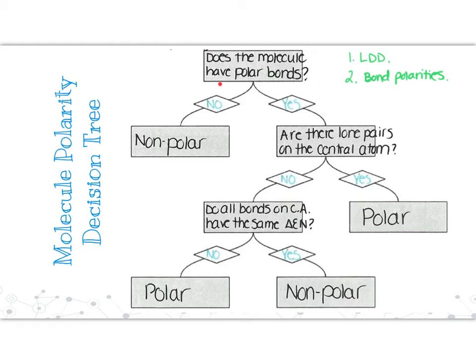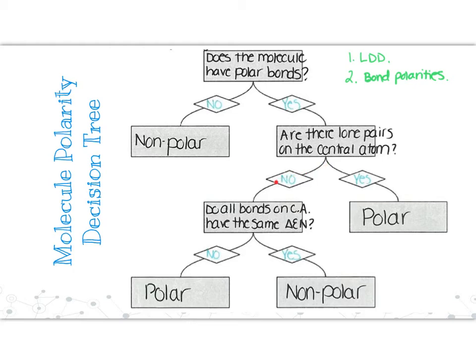Does the molecule have polar bonds? Yes or no? If it doesn't have any polar bonds, it can't be a polar molecule, and it is overall going to be non-polar. If it does have polar bonds, we have a few more considerations to make. Are there lone pairs on the central atom? This is not talking about peripheral atoms, it is just that central atom that we are looking at. If there are lone pairs, it is polar. And that comes back to the case of PCl3. There's nothing pushing up or pulling down on the top where that lone pair had taken away a bonding pair.